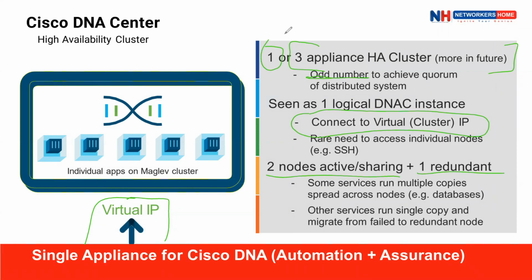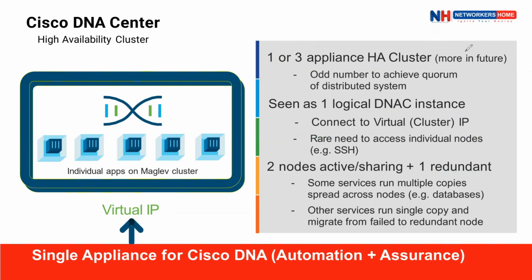One you can deploy just for a POC or a kind of small lab setup at your place or at your organization, but for deploying it for actual implementation in an enterprise organization, the recommended is 3. 3 appliances form an HA cluster of DNA Center, seen as one logical instance and connected to a virtual IP.